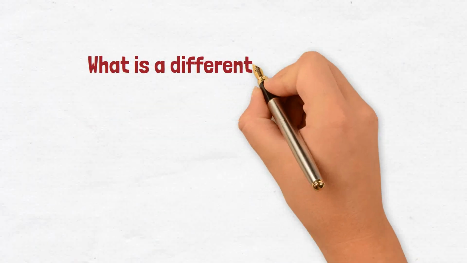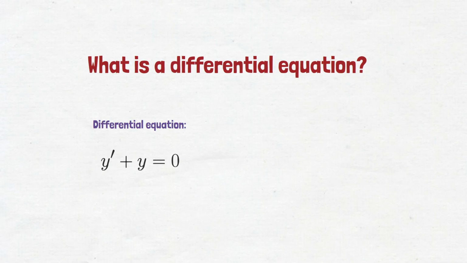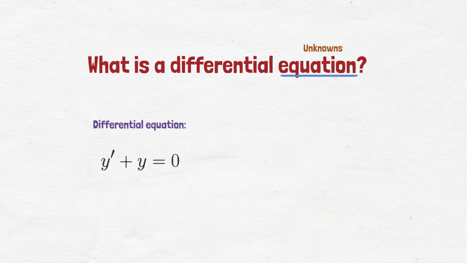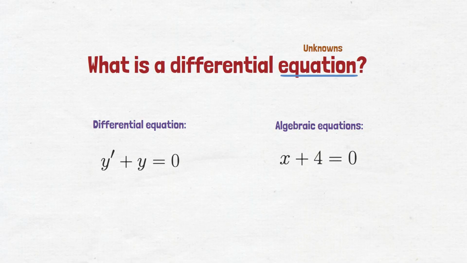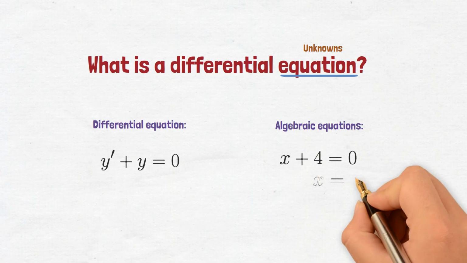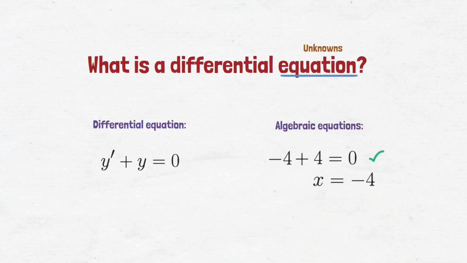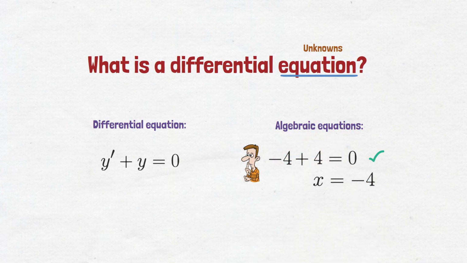What is a differential equation? This is a differential equation, which is called an equation because it contains one or more unknowns. And as we have already seen in algebraic equations, like this one, the unknown is a number obtained by solving for x, which is the number that solves the equation. So, what is the unknown in a differential equation?